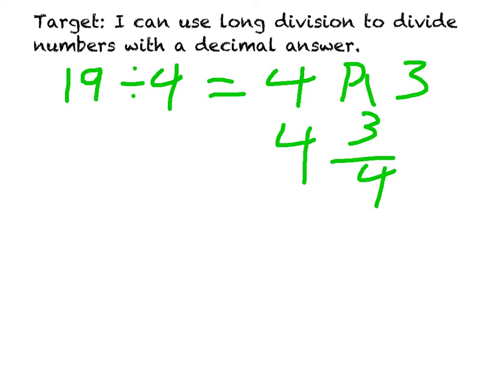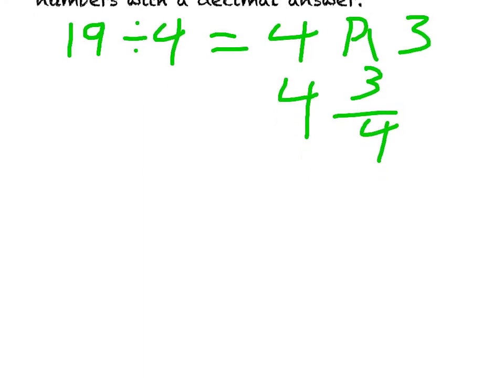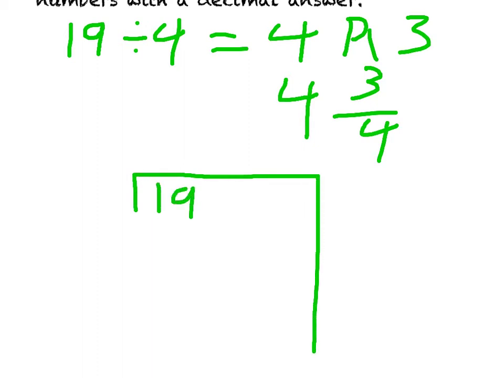And to do this, we're going to set it up using long division. We have 19 on the inside divided by 4, and then go through the same steps with long division, except we're going to have an added step at the end that you'll see when we get to it. First, let's start off with the basics.